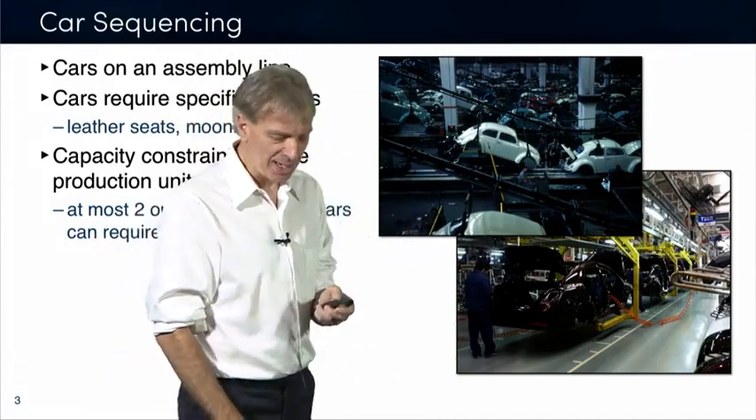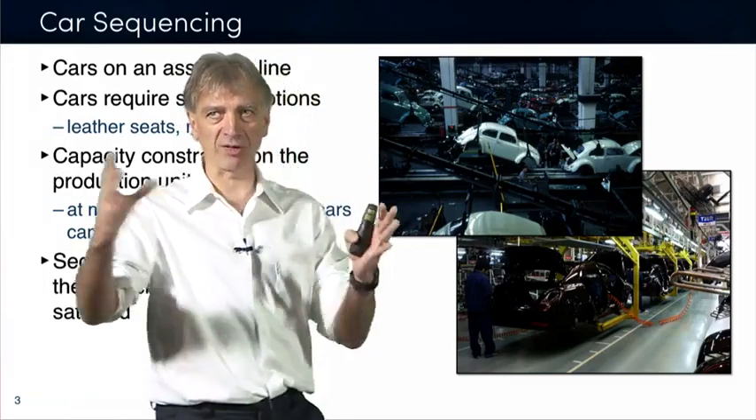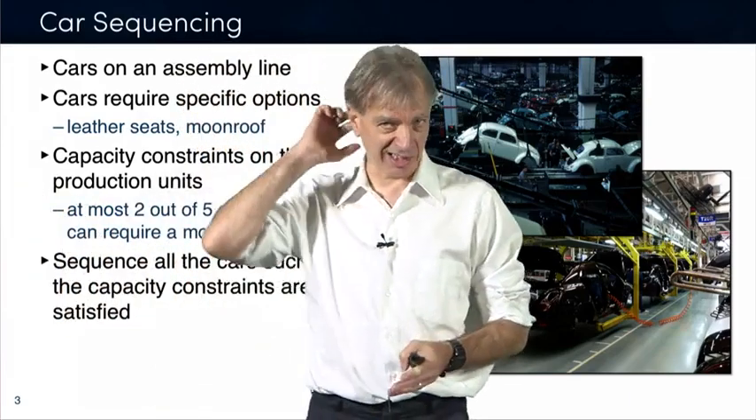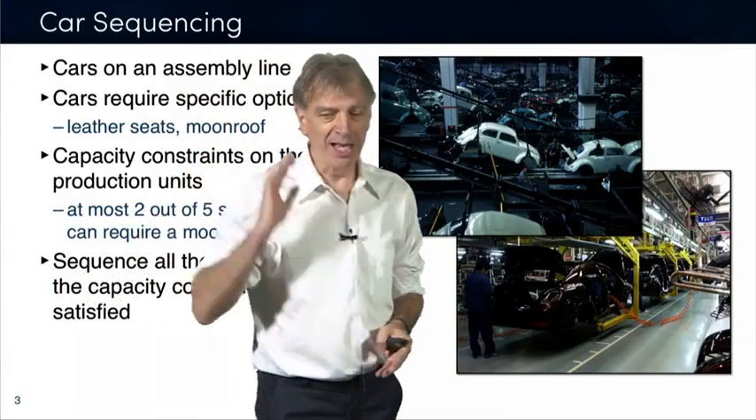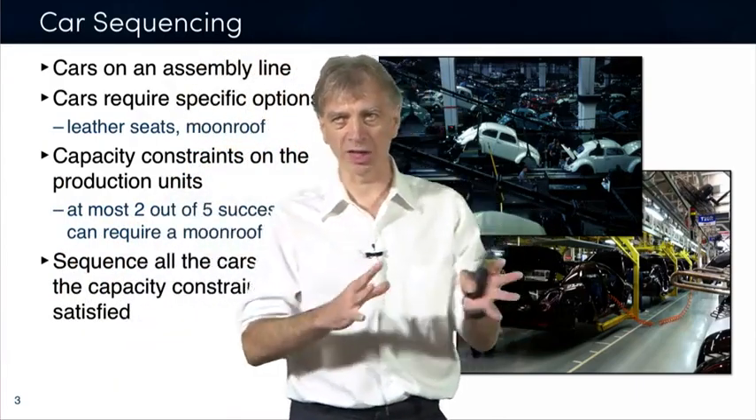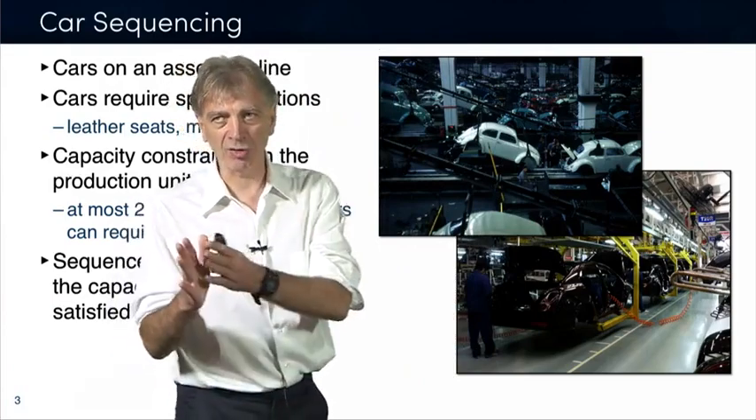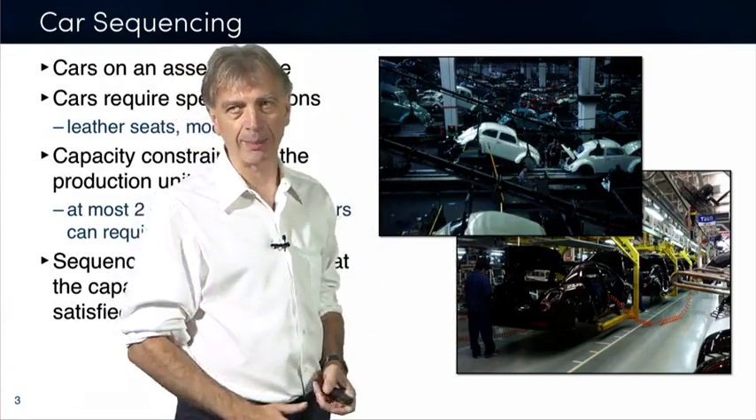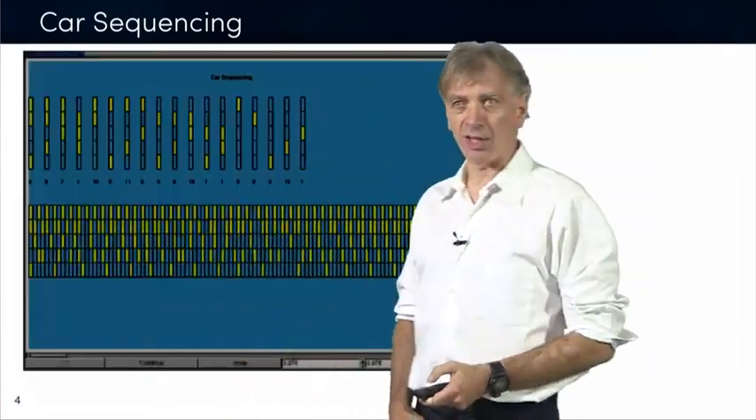So essentially what you have is a huge amount of cars that you have to produce, typically in the number of hundreds, and you have these capacity constraints on the production units, these different cars, the different configurations of the various options, and you have to sequence them such that all these capacity constraints are satisfied. So let me show you an example.